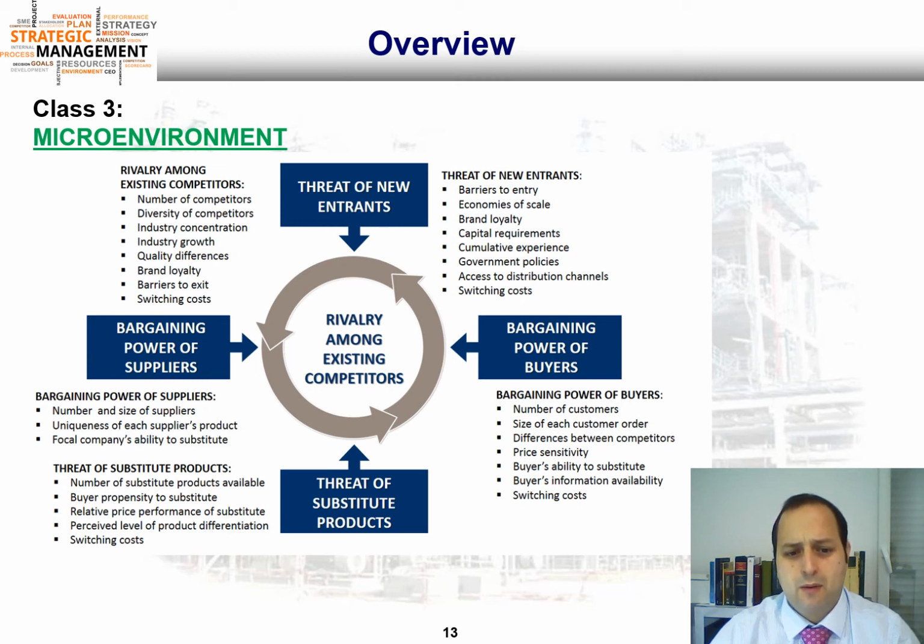The bargaining power of suppliers, which depends on the number and size of suppliers, the uniqueness of each supplier's product, the focal company's ability to substitute. The threat of substitute products, which refers to the number of substitute products available in the market, the buyer propensity to substitute, etc. And the bargaining power of buyers, which depends on the number of customers, the size of each customer, or the difference between competitors.